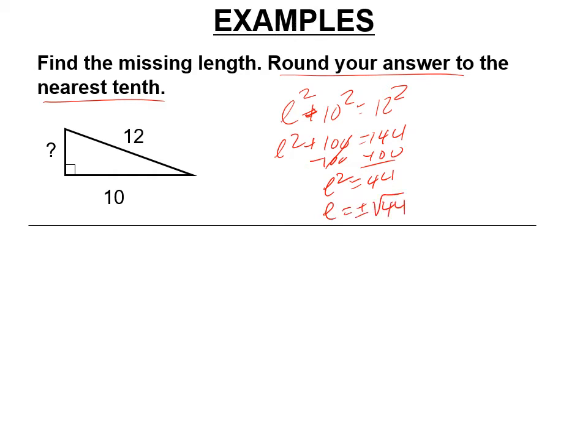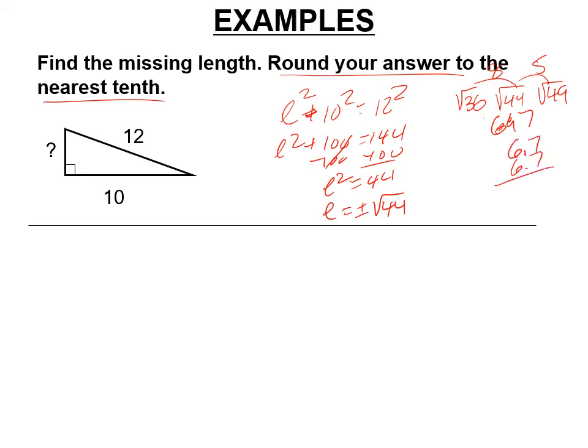Round your answer to the nearest tenth. All right, so square root of 44 is between the square root of 49 on the high side and square root of 36 on the low side. It's 5 away from there, and it's 8 away from there, so it's closer to 7. It's between 6 and 7, but closer to 7. All right, so I'm going to say 6.7.